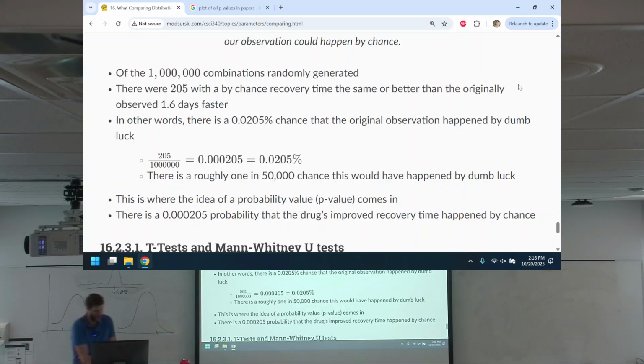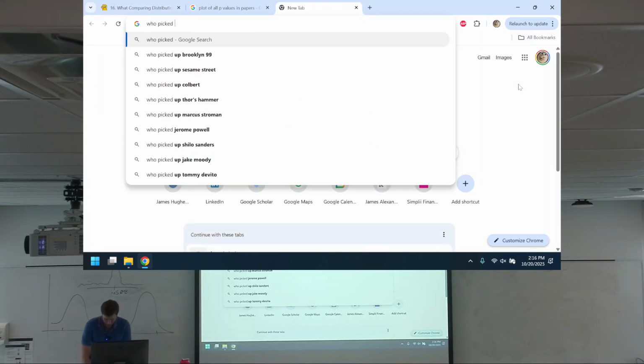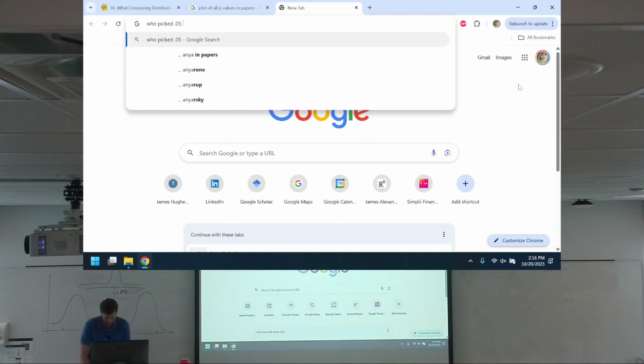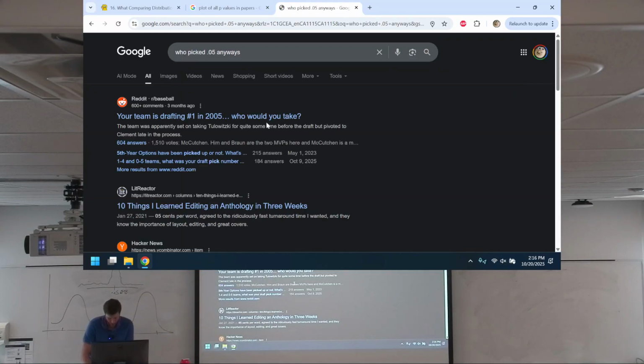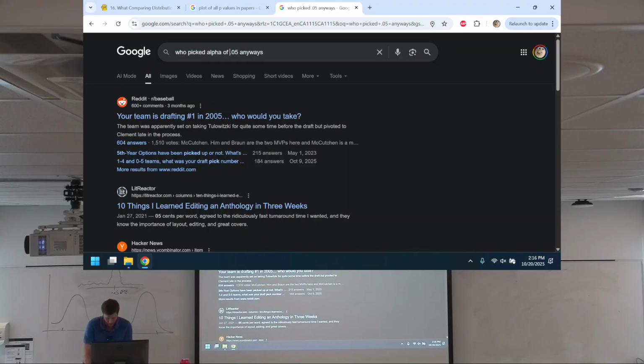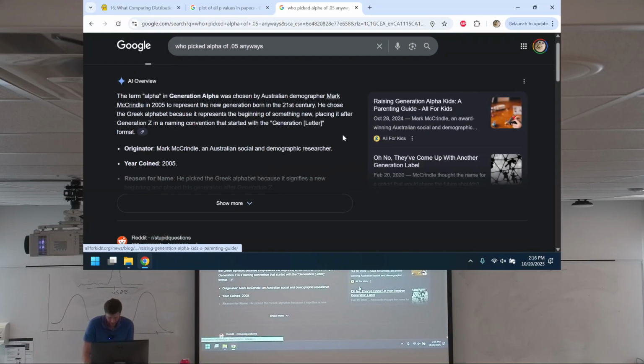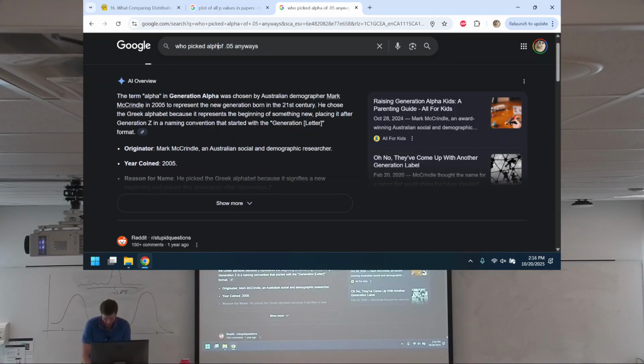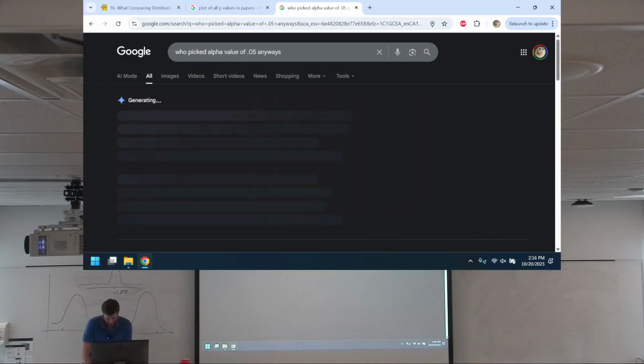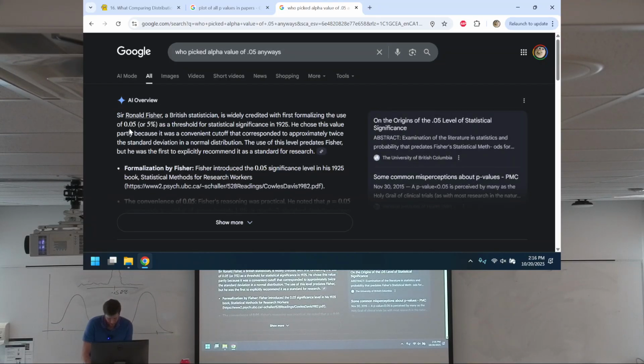Okay. And who picked 0.05 anyway? Who picked 0.05 anyway? Oh my gosh, come on. Generate, no, alpha value. In 1925, he chose the value partly because it was a convenient cutoff that corresponded to approximately twice the standard deviation in the normal distribution. And here we are, right? There was method to the madness, I guess, but we just kind of stuck with it.